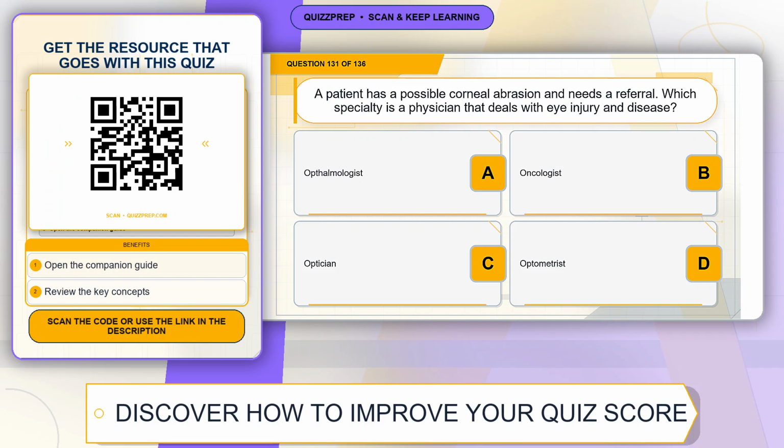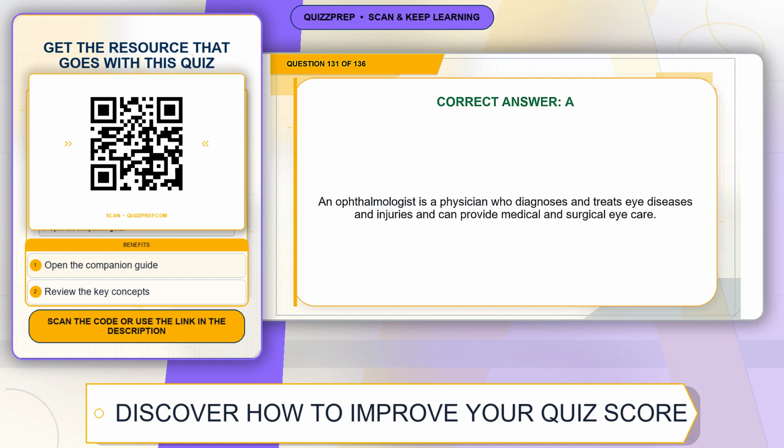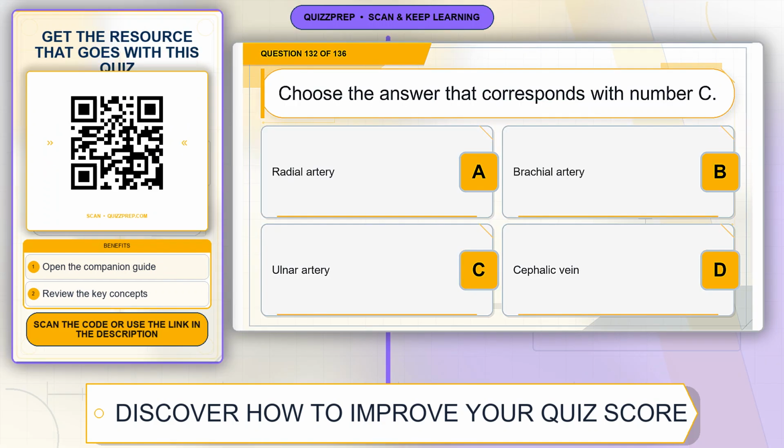Question 131. A patient has a possible corneal abrasion and needs a referral. Which specialty is a physician that deals with eye injury and disease? Option A, ophthalmologist. Option B, oncologist. Option C, optician. Option D, optometrist. The correct answer is option A, ophthalmologist. Explanation. An ophthalmologist is a physician who diagnoses and treats eye diseases and injuries and can provide medical and surgical eye care.